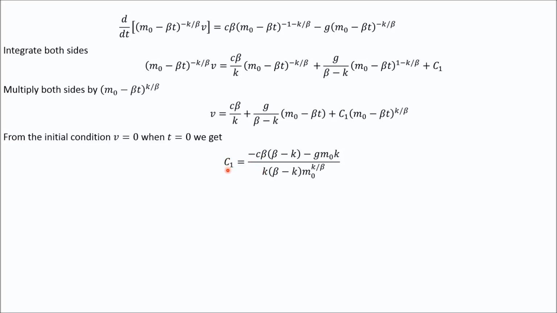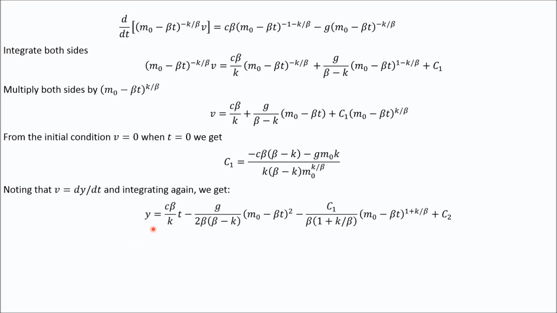And noting that velocity is the same as the derivative of y with respect to t, we can integrate this equation again, since v is dy over dt, integrate both sides, and we get y. So y equals the integral of this, which is this. Pretty formidable expression, where we know what c1 is. We already calculated c1, but now we have an additional constant of integration, c2.